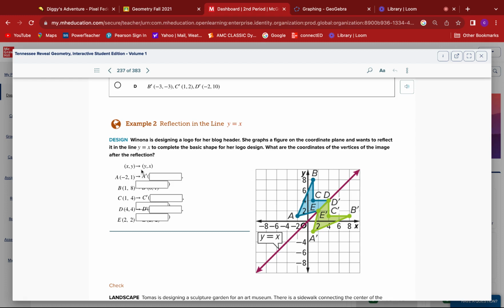All right, well, here's your shortcut, you guys. This is what I call a cheat code. You know how students, if they get stuck on a video game, will look up cheat codes. Yes, that's why I call it a cheat code. X and Y literally switch places. So if A is negative 2, 1, A prime will be 1, negative 2.